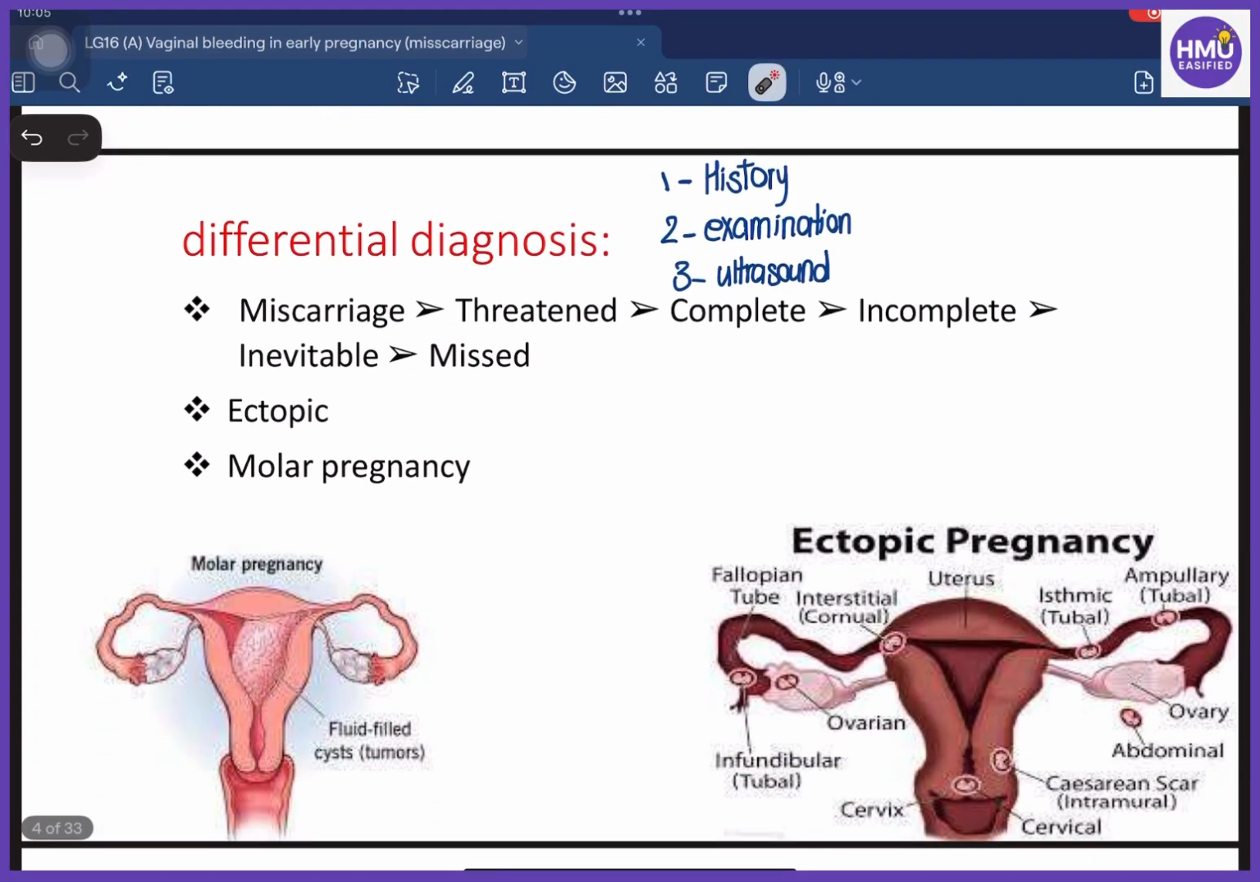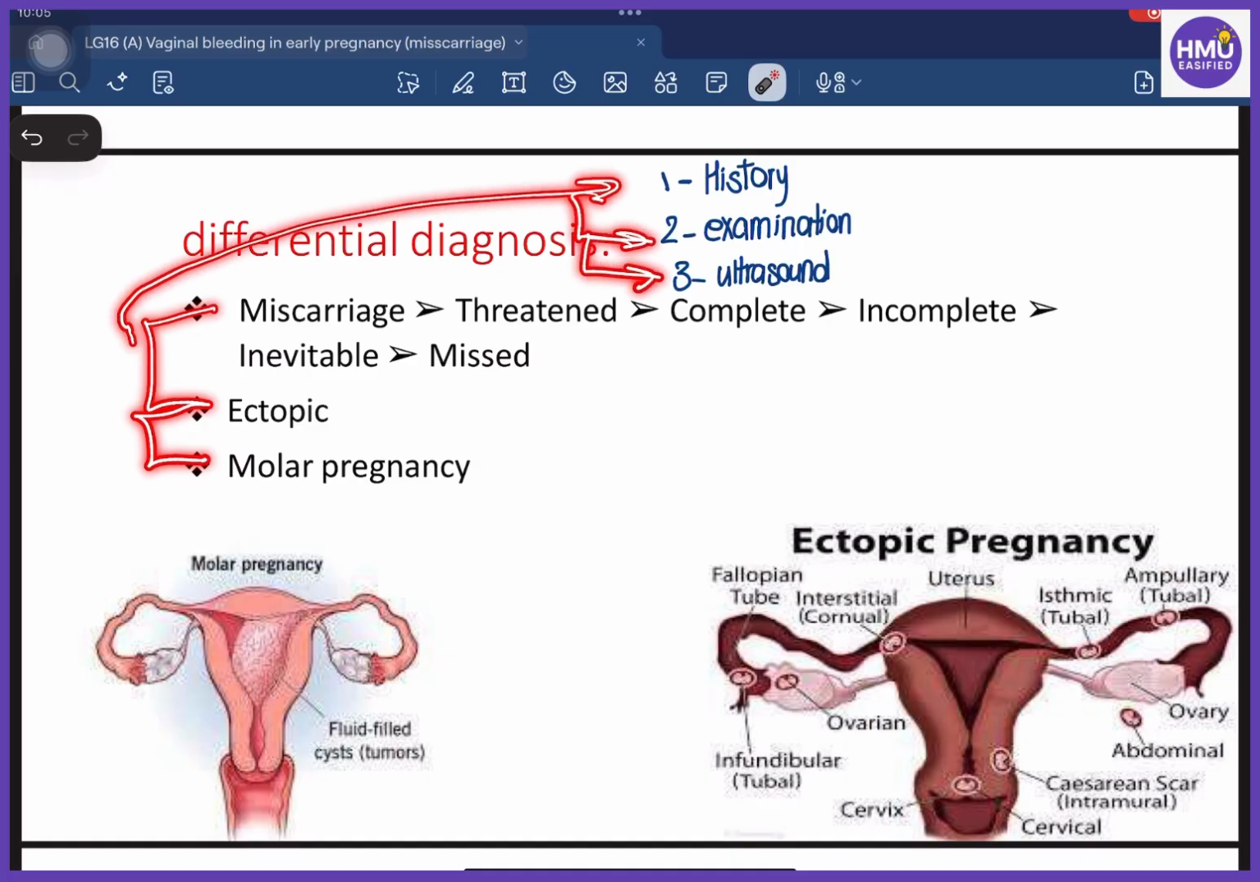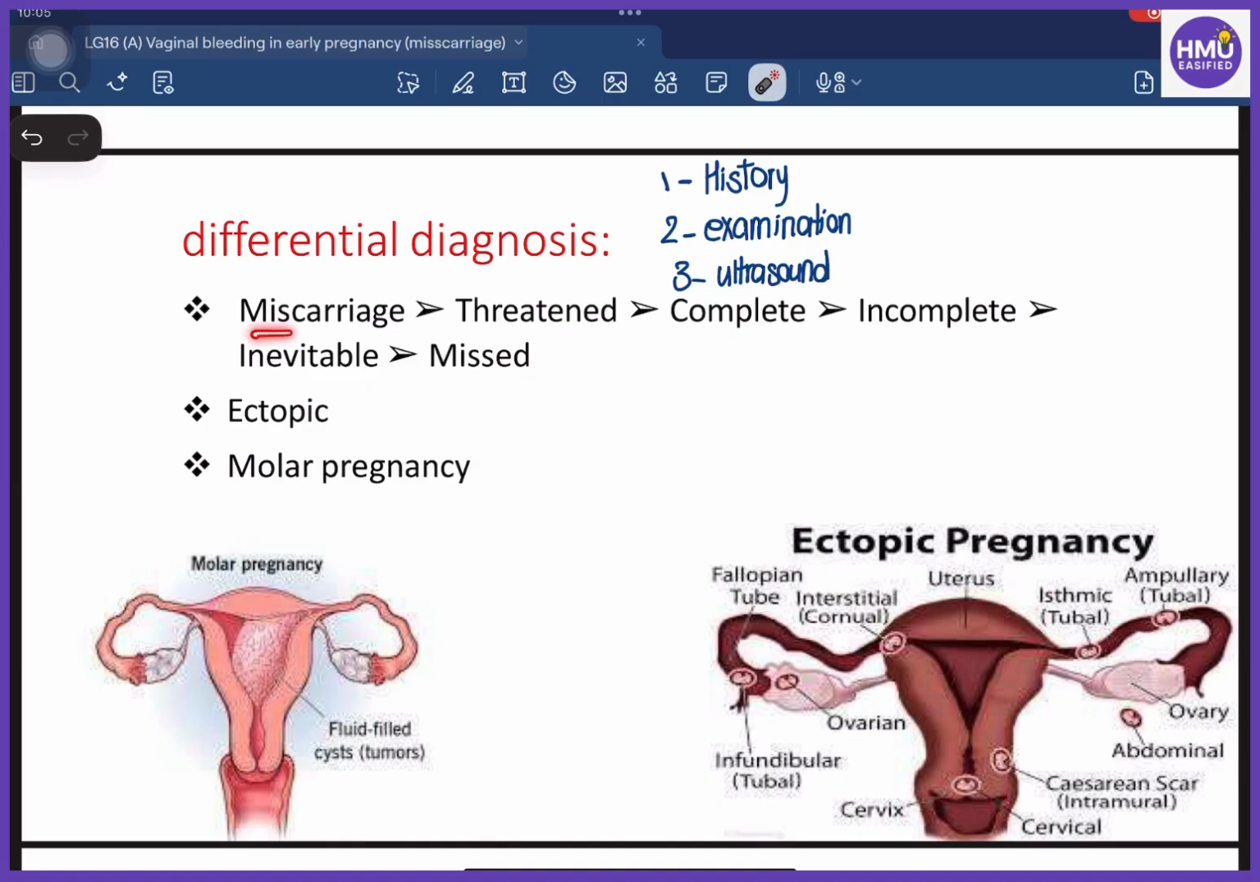So, differential diagnosis again. I told you, it's miscarriage, or it's ectopic pregnancy, or it's molar pregnancy. First of all, let's see how we can differentiate between these three based on the history, examination, and also ultrasound. In miscarriage, in the history, the lady will tell you that she has passed blood or maybe tissue or clots, and they have had previous history of miscarriages.